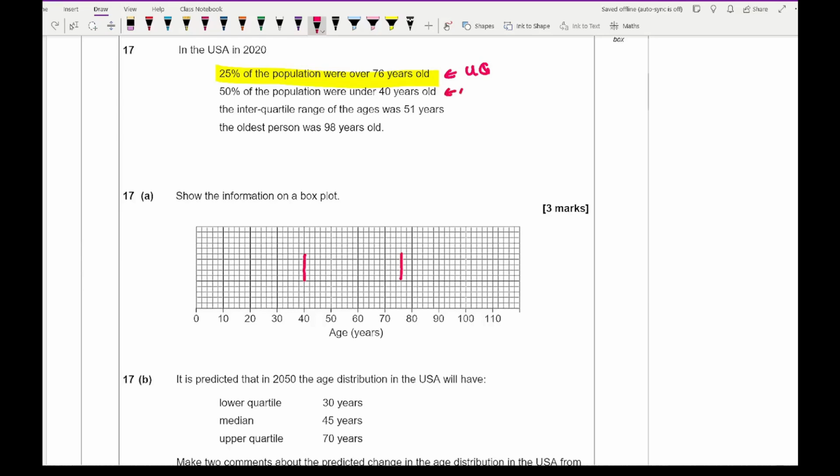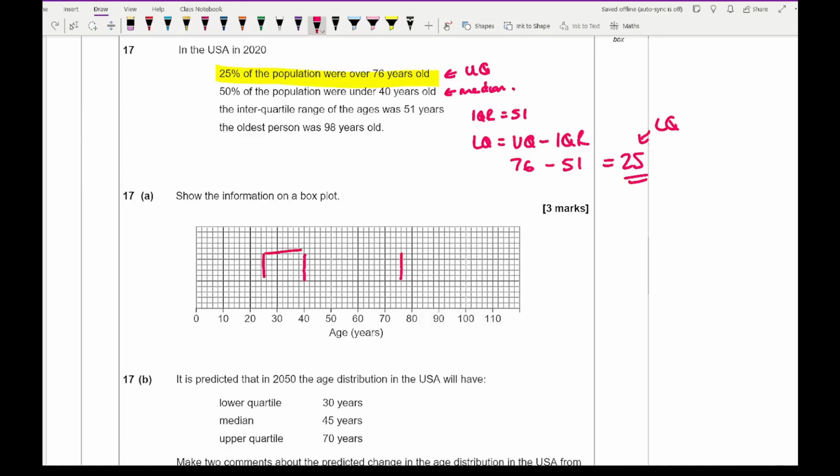So this here is my median. And it says that the IQR is 51. So the IQR equals 51. So the lower quartile is the upper quartile minus that interquartile range. So it's the upper quartile minus the IQR. So it's going to be 76, take away 51, which gives me an answer of 25. So my lower quartile is at 25, which is just there.